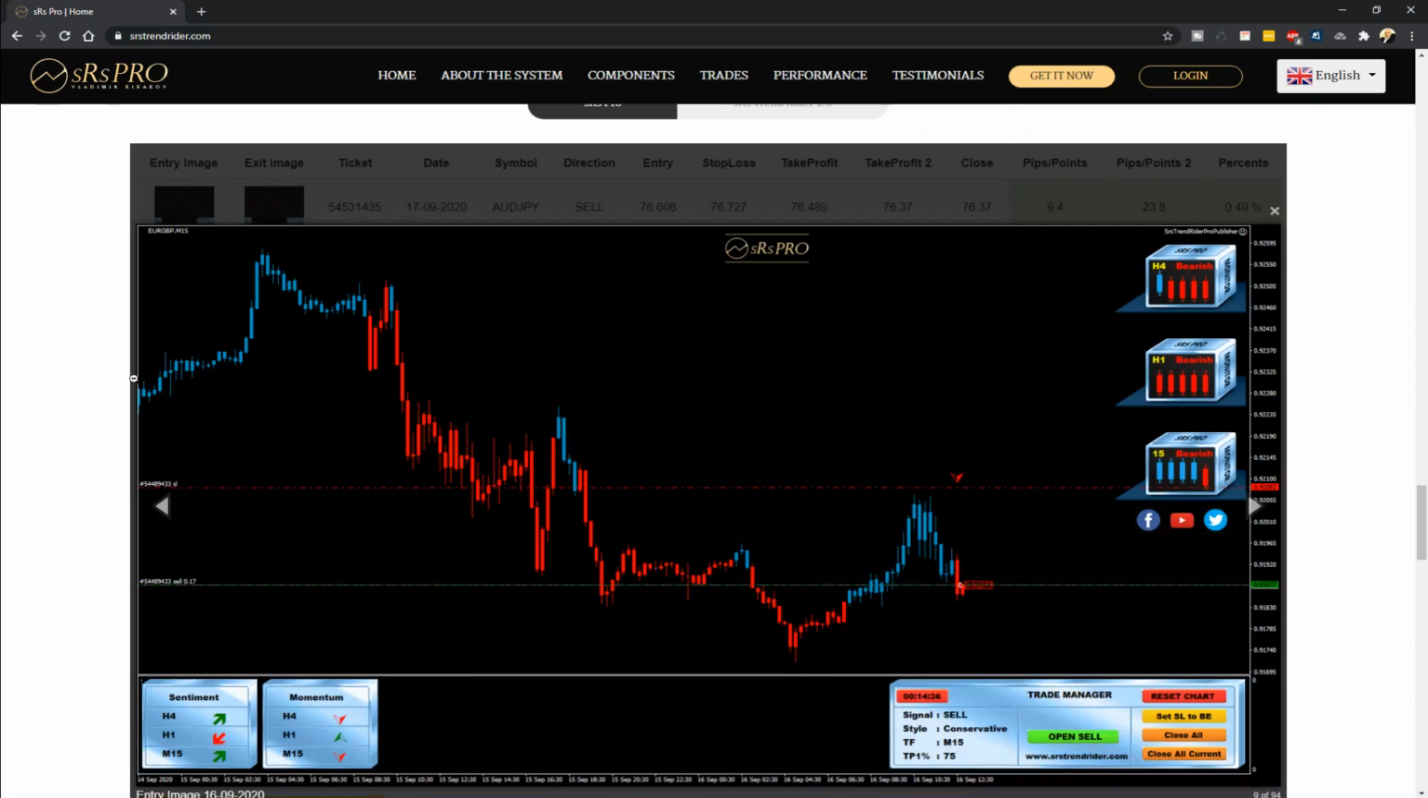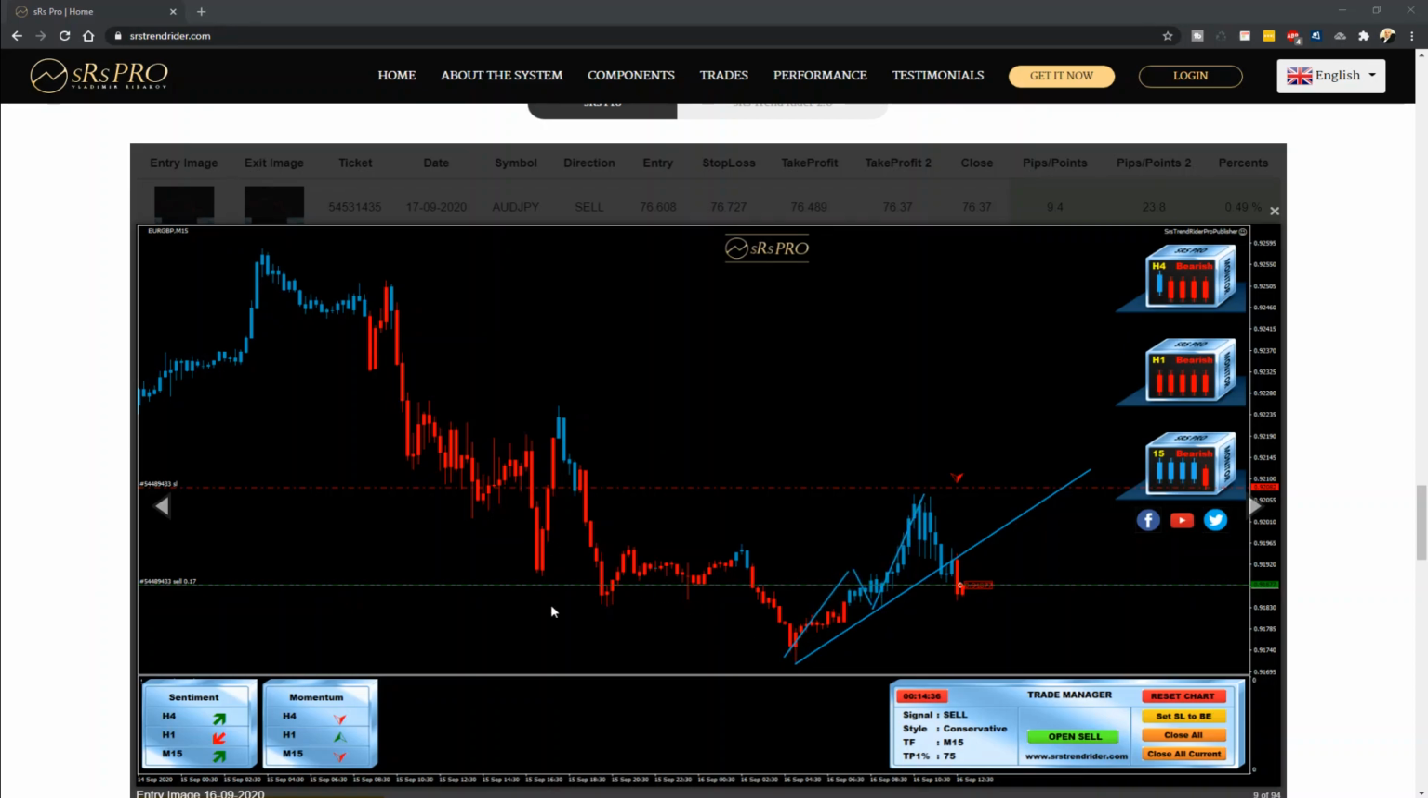Euro pound is also more or less a similar setup. This time the double wave is a bit clearer, at least for me, this is how it goes.